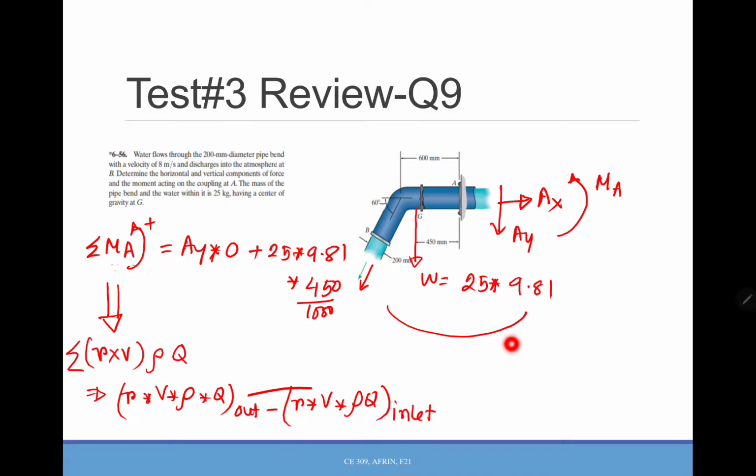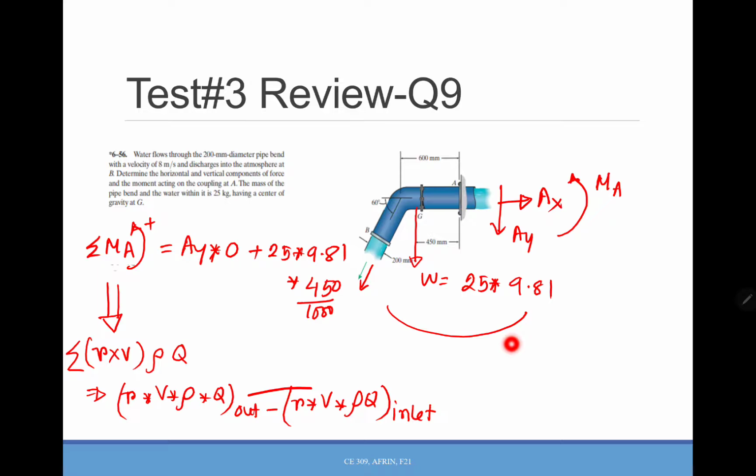So the R will be like 0.6 here, and you know the velocity, you know the rho and Q, and that's how you can calculate the total MA for this one. Okay, so that's how you can work on Q9.